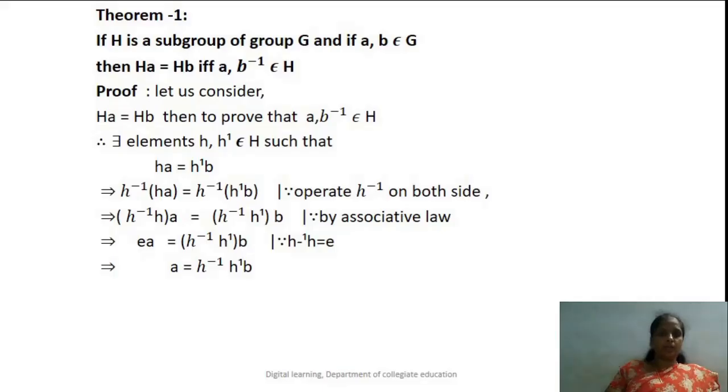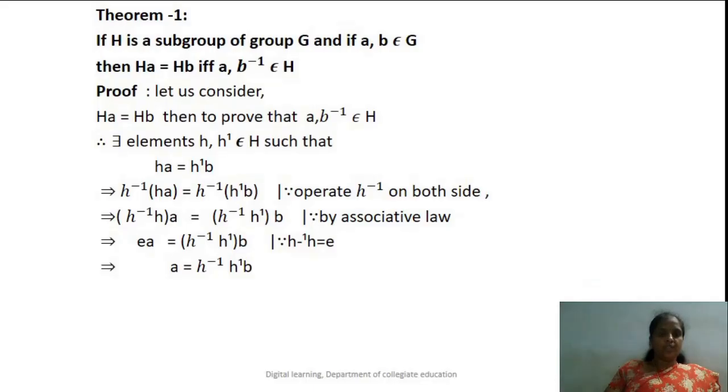These two are equal. So h and h dash are the two elements we are considering from H. Therefore ha is equal to h dash b. So from the capital H, we are considering two elements h and h dash. Therefore, in place of capital H, let us take small h, and in the place of capital H again, let us take h dash. Then let's take h inverse on both sides.